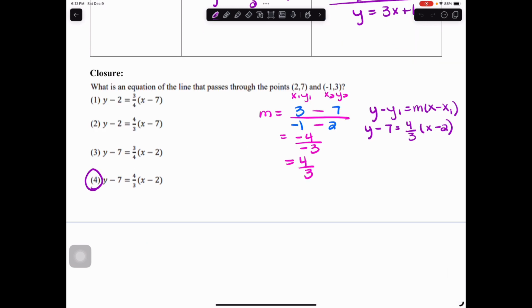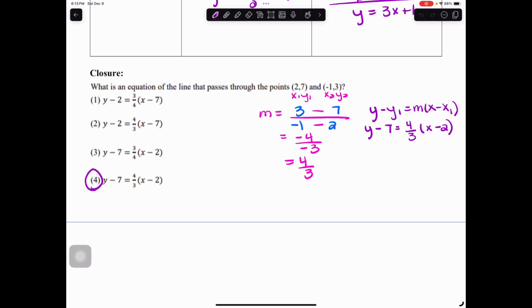Okay, now that you had a chance to try it on your own, let's discuss the problem. You should have gotten number 4. Because it's 2 points, I have to find the slope using the slope formula. So I labeled my points x1, y1, x2, and y2. So it was 3 minus 7 and negative 1 minus 2, which gives us negative 4 over negative 3, or 4/3. Then I can use my point slope formula.